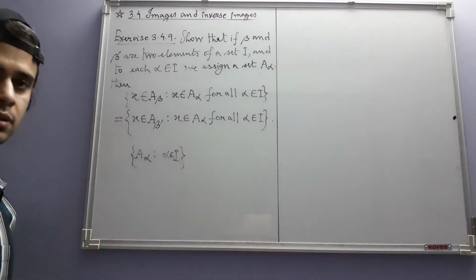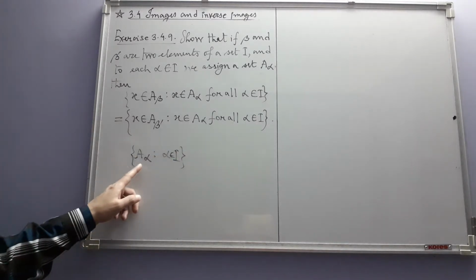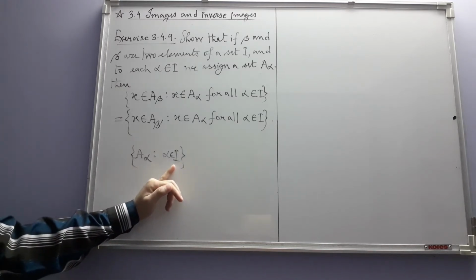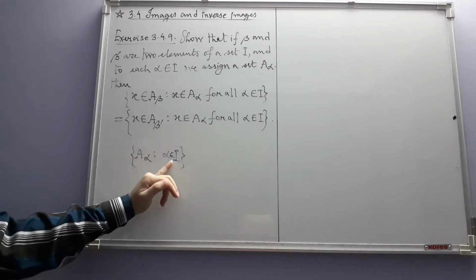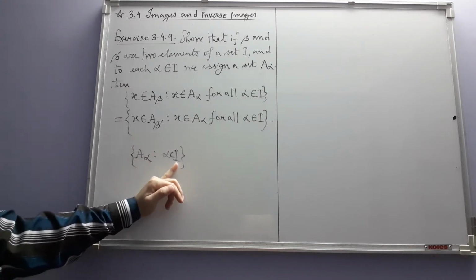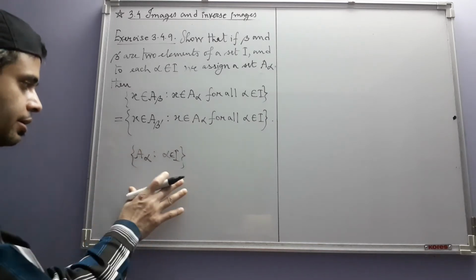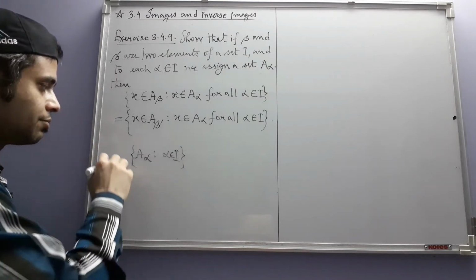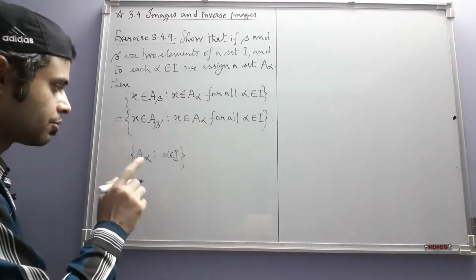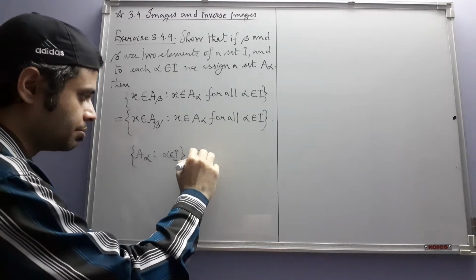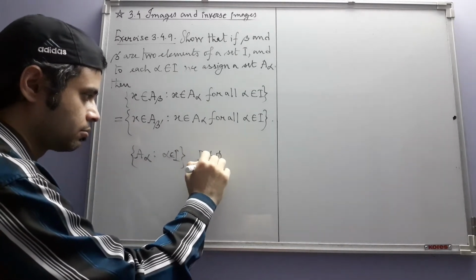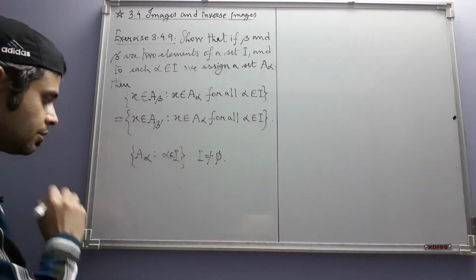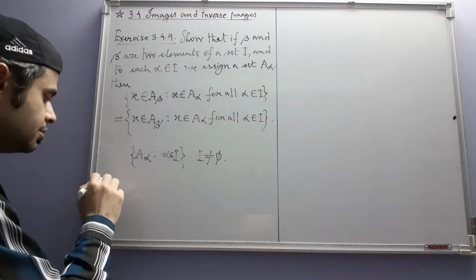Then this collection is a family of sets, and I is the index set. The family is being indexed by the labels in I. So in that sense, it's an indexed family. Then we defined the intersection of this indexed family, provided of course I is non-empty. That condition is there, we assume that. Okay. Now the intersection has been defined like this.